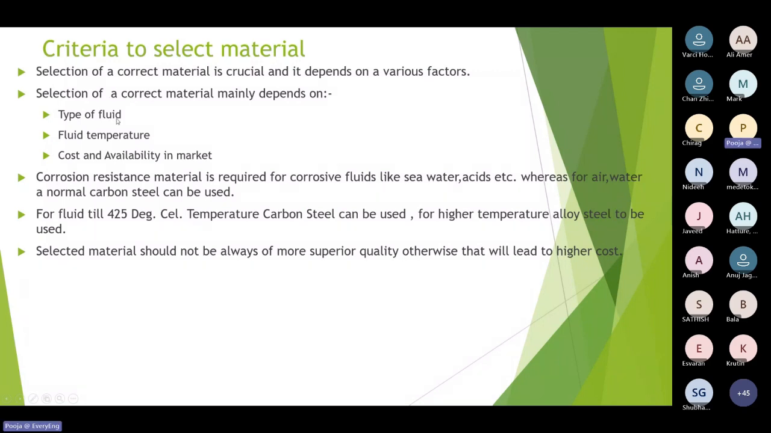So the first most important is the type of fluid, the type of fluid which is flowing through the pipe or the piping system. As we know, the fluid flows not only through the pipe but through the elbows, fittings, valves, everything. So the type of the fluid, temperature of the fluid, and cost and availability in the market. So as I say, type of the fluid.